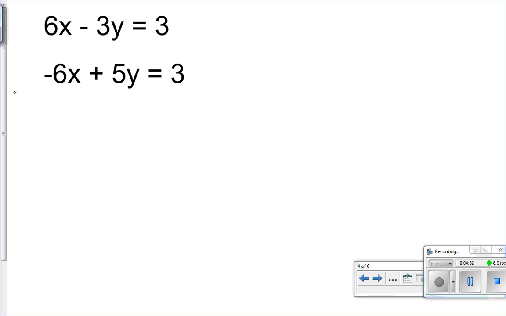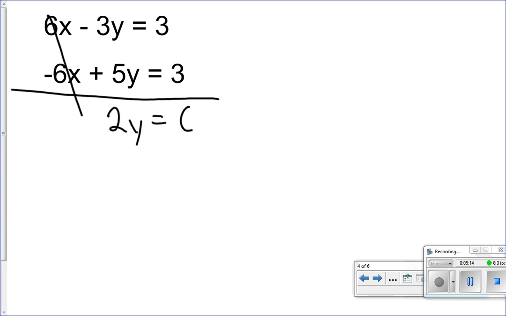So by elimination, I noticed that I can cancel out my x variables because I have positive 6 and negative 6. Those two cancel out. And then I'm going to combine my y's. Well, I have negative 3y plus 5y. I'm down 3 y's, and I just gained 5 y's. I'm now at positive 2y. And then 3 plus 3 is 6. So I was able to eliminate my x variable. And now I can solve for y. So I get 2y equals 6, divide both sides by 2, and I end up with y equaling 3.